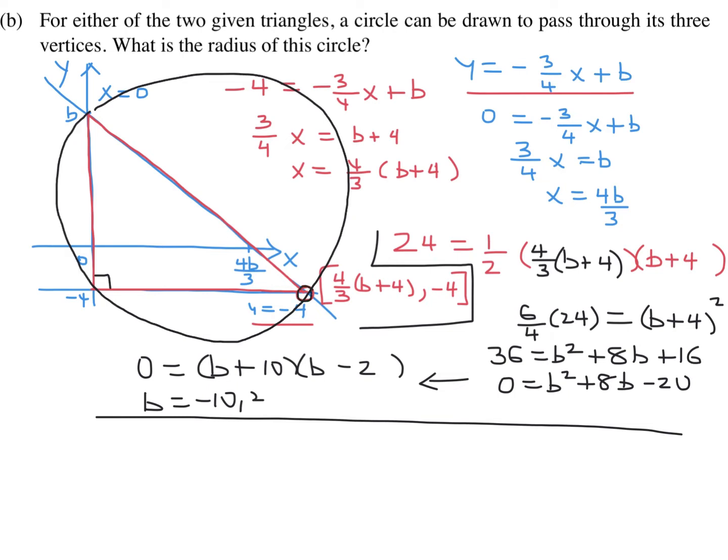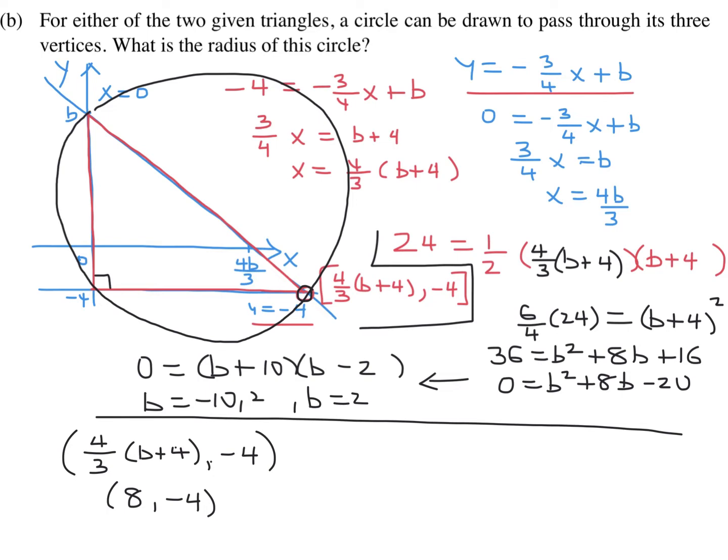This point over here is 4 over 3 (b plus 4), -4. And we just figured out that b was either -10 or 2. You can use either one. I'll use b equals 2. And that will be what? 2 plus 4 is 6. 6 times 4 is 24. 24 divided by 3 is 8. So this is (8, -4). This point right here.